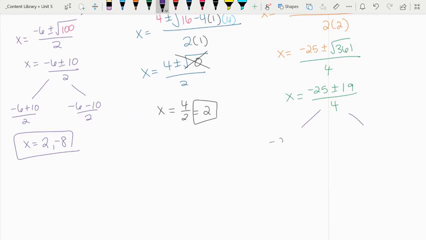So if we split it, negative 25 plus 19 divided by 4, and negative 25 minus 19 divided by 4. If we do this, we end up getting negative 6 divided by 4 over here, which reduces to negative 3 halves. And on the other side, you get negative 44 divided by 4, which is negative 11.